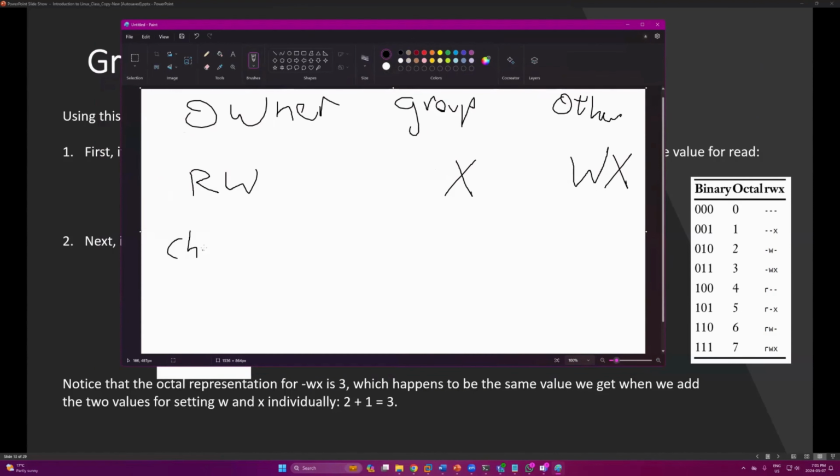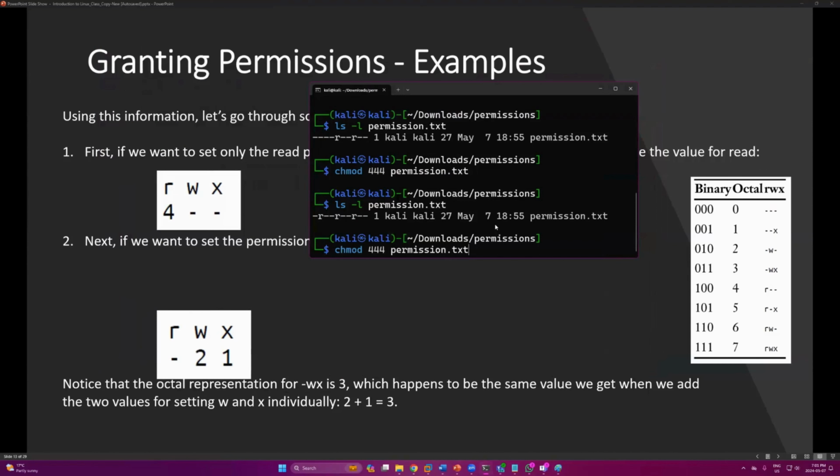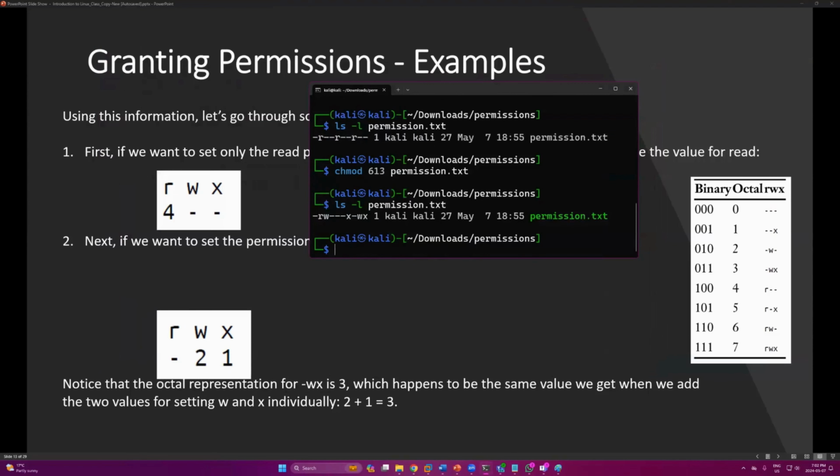It's going to be chmod. What is the number? Can somebody tell me? 613. Let's try it out. 613. Then ls -l permissions.txt. Read write, we got execute, and then we got write and execute. Right, perfect.